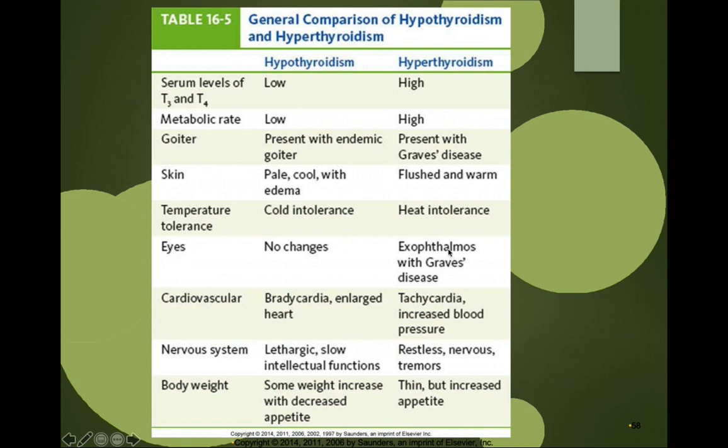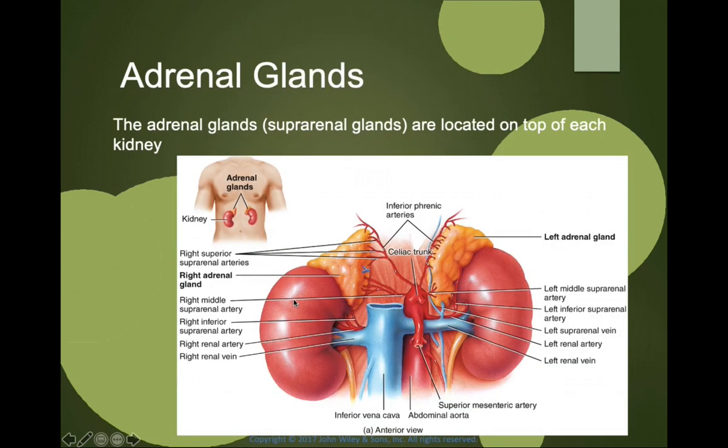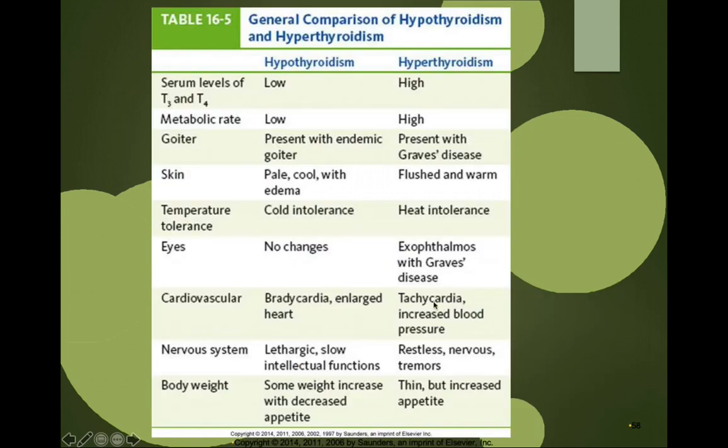With the eyes, you get that exophthalmos with Graves, but you don't get it with hypoactive thyroid. The cardiovascular system slows down. You get bradycardia with hypoactive, and tachycardia with hyperactive. With the neural system, hyperactive is restless, nervous, with tremors, otherwise always tired, lethargic, and slow with hypoactive.